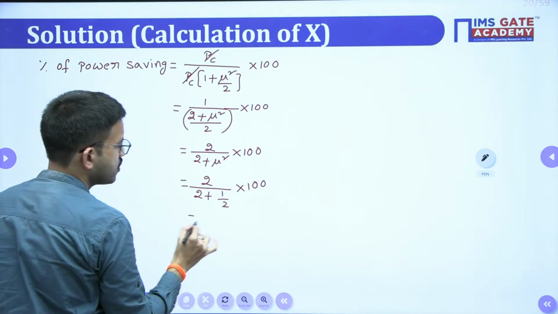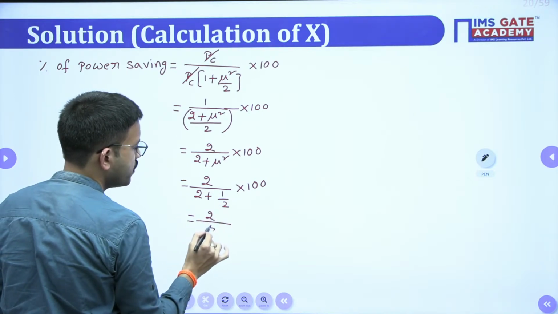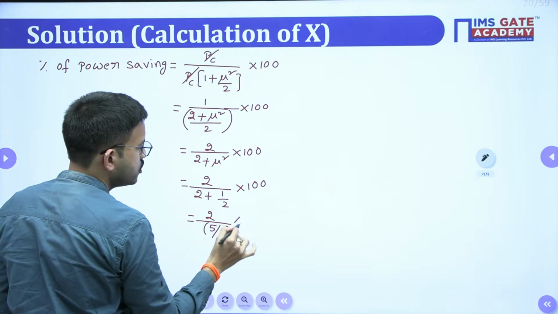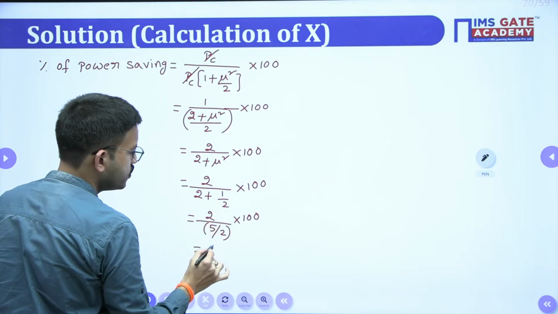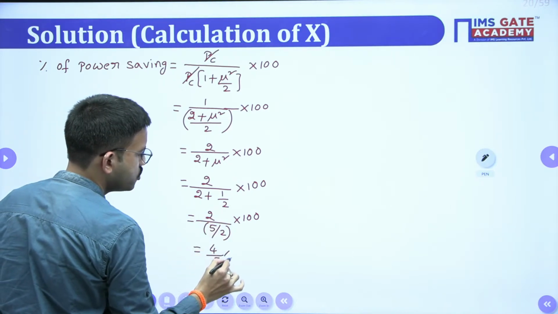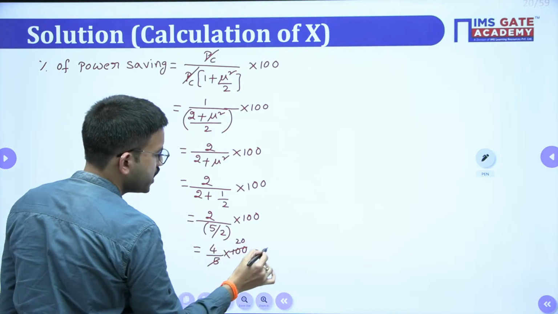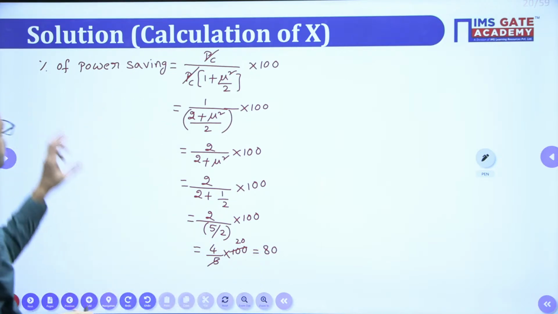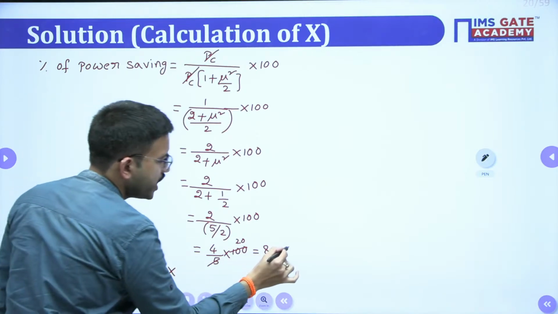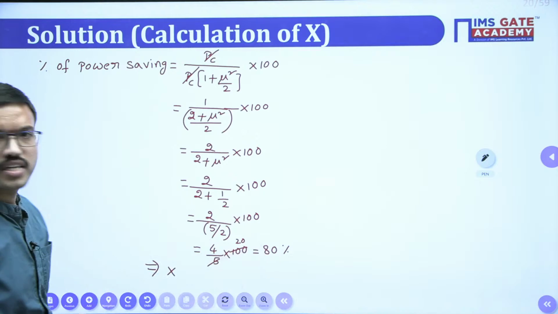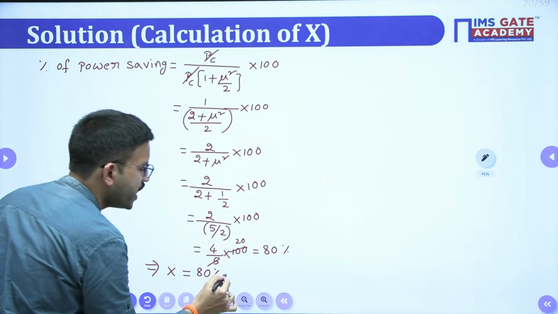Now 2 divided by, here in the denominator you will get 2 2s are 4 plus 1, that is 5 by 2 into 100. So this 2 will go into the numerator, then 2 2s are 4 divided by 5 into 100. So here 5 20 times, so 4 20s are 80. See here, this is the percentage of power saving. So that means here X value will get 80%, right? X equal to 80%.